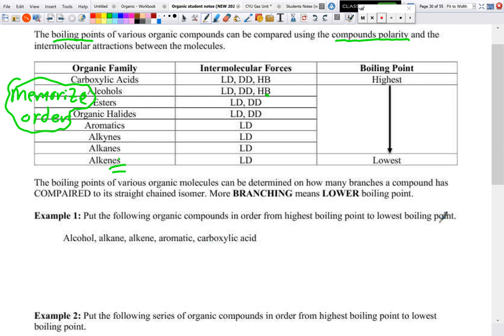Right, so we're just looking at the chart, and these are chunked out a little bit. We have our carboxylic acids, which have the highest. Next our alcohols, then our aromatics, then our alkanes, then our alkenes. Remember, alkene is always the lowest.